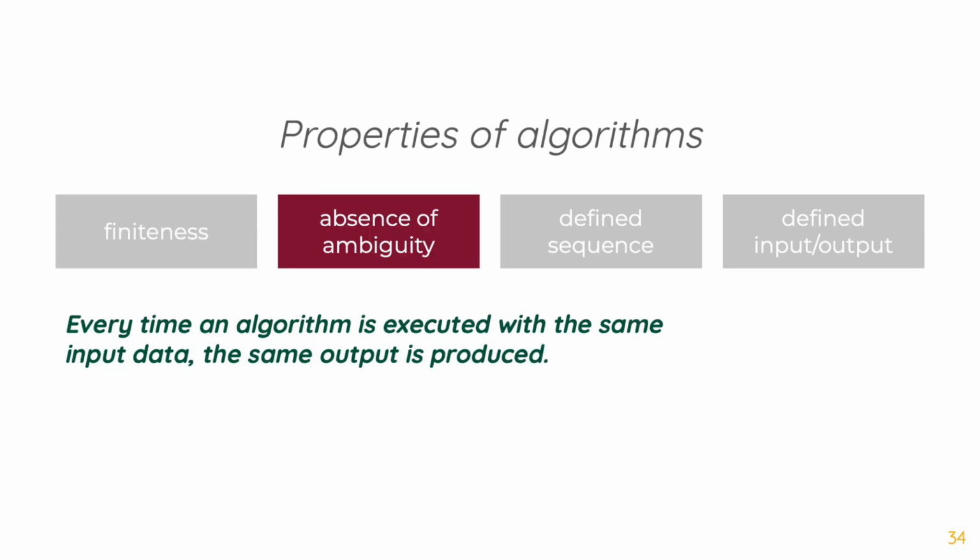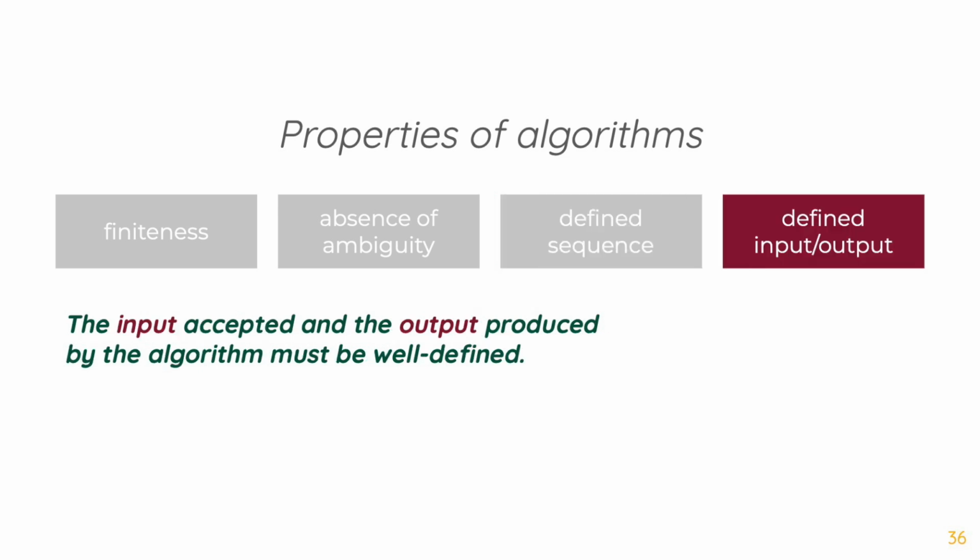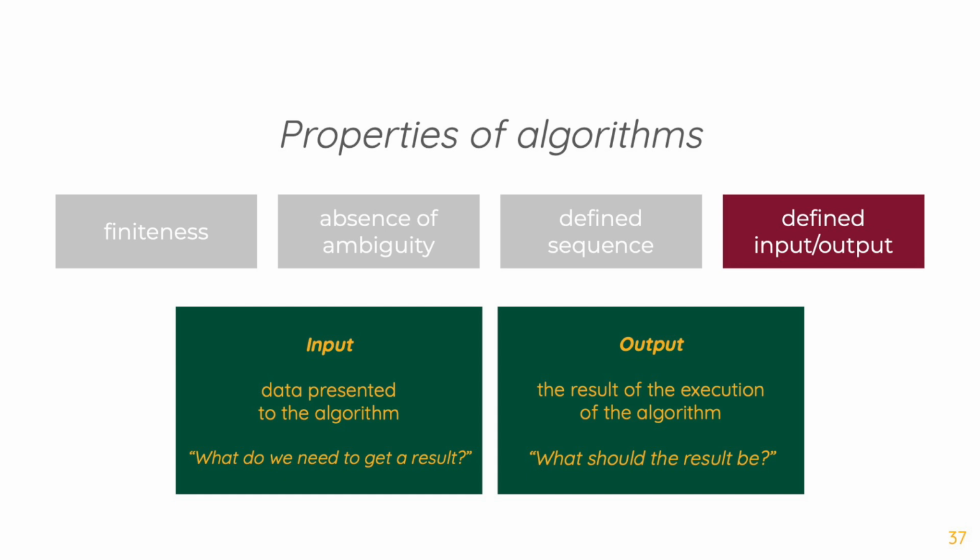Absence of ambiguity. Every step of an algorithm must have a unique interpretation. Every time an algorithm is executed with the same input data, the same output data is produced. Defined sequence. Each step must have a well-established structure in terms of the order of execution. And lastly, defined input and output. The input accepted by the algorithm and the output produced by the algorithm must be well defined. The input is the data presented to the algorithm, and the output is the result of the execution of the algorithm.